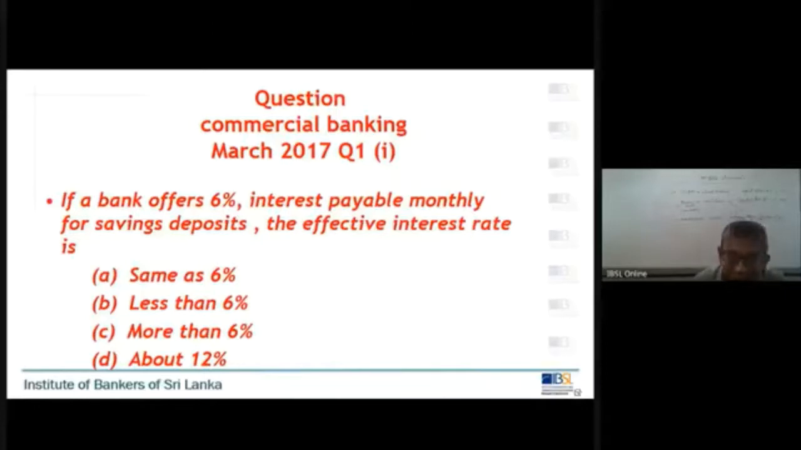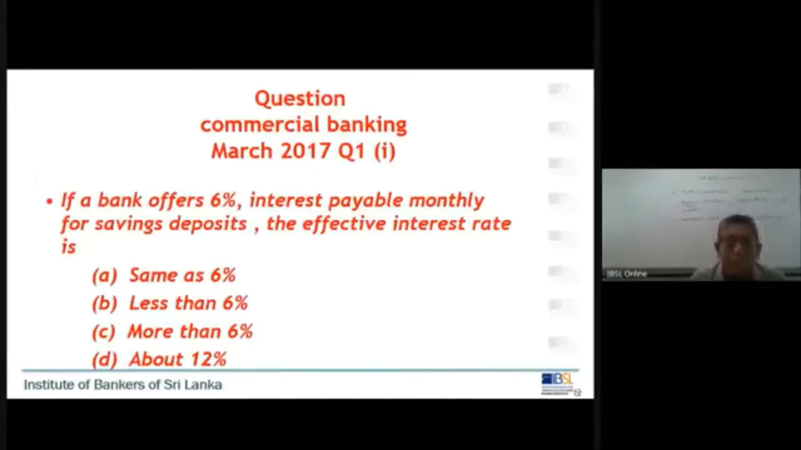I've always told you, your effective rate is equal to the normal interest rate for one year deposits. If you go more than one year, two years, three years like that, then your effective interest rate is less than your annual rate. But if you are paying interest in less than a one year period, remember your effective interest rate is higher than the annual rate. Clear? Any questions? Right, let's look at this question.